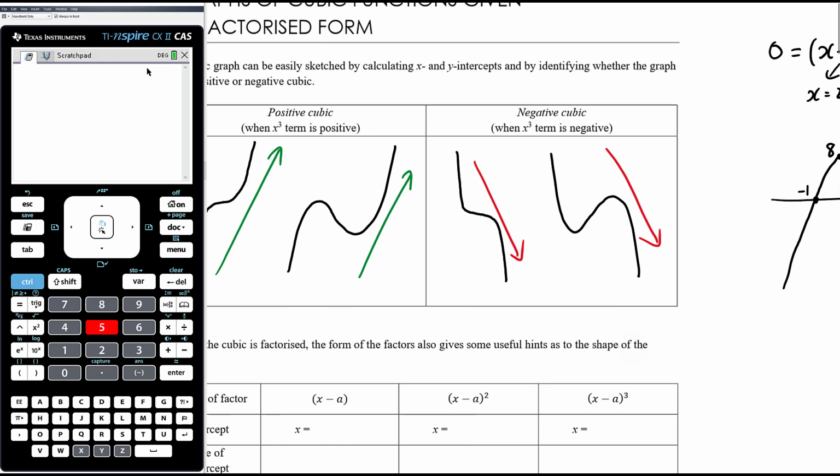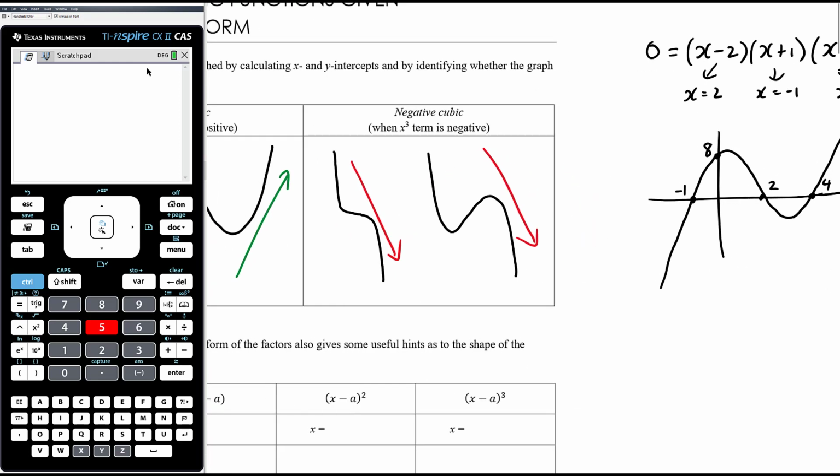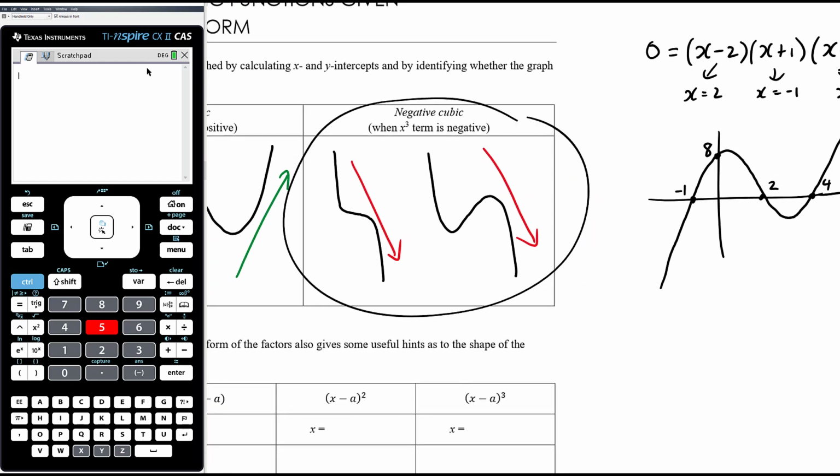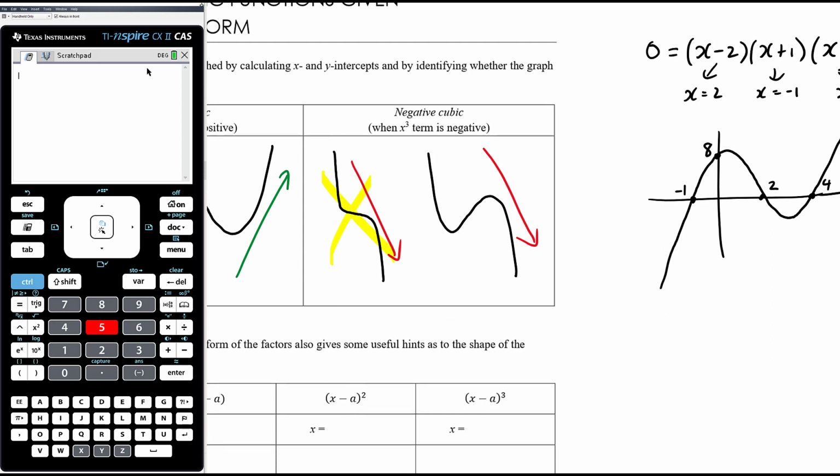So let's go back to our shapes here. So we've decided it's going down. It's going to be one of these two shapes over here. If it's going to have two x-intercepts, it can't be this one. That's never going to have two x-intercepts. That shape is only ever going to cross the x-axis once. So it has to be this one.